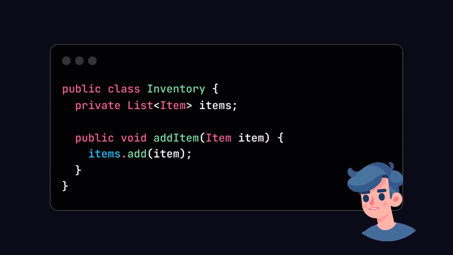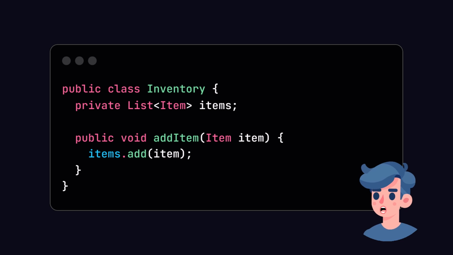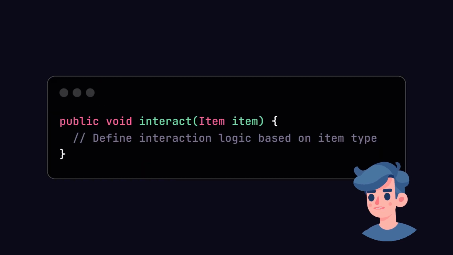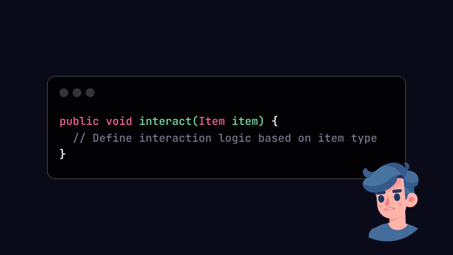As our game develops, we'll also want to implement an inventory system for our characters. This will store items that players can collect. Each item can have properties like name, type, and effects. We'll create an item class for this purpose. We also want to allow players to interact with objects in the world. For this, we can create a basic interaction system.